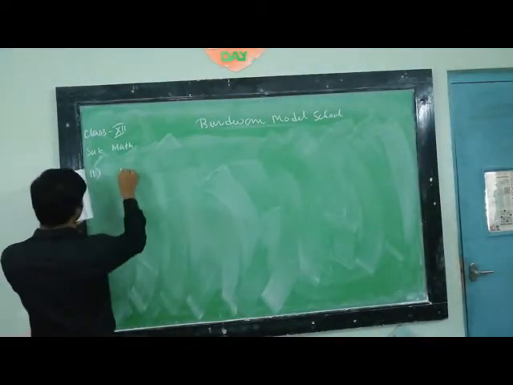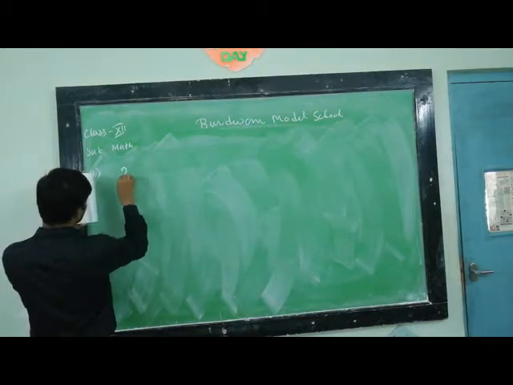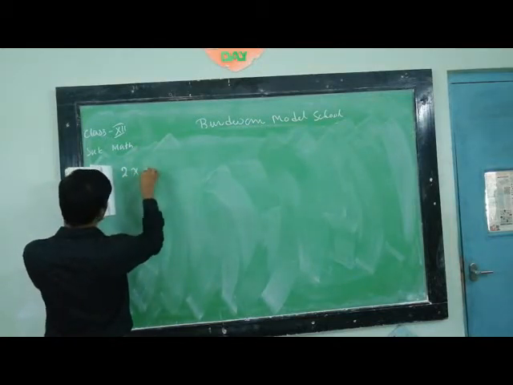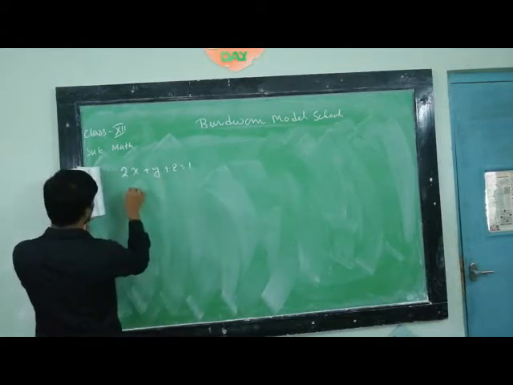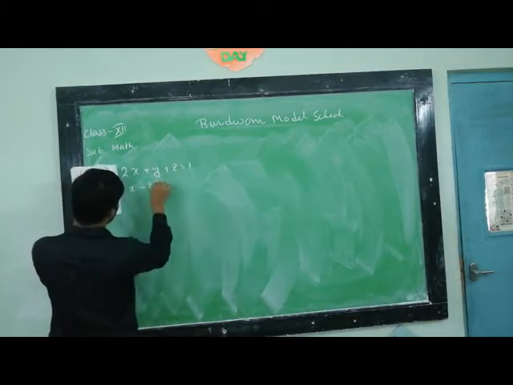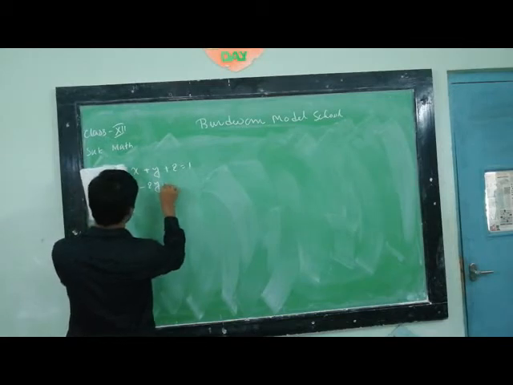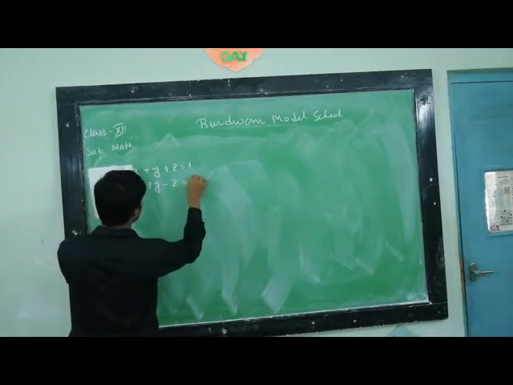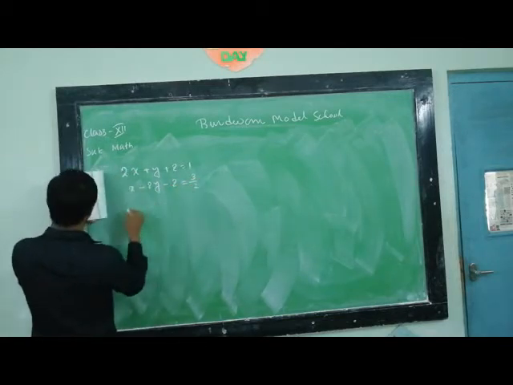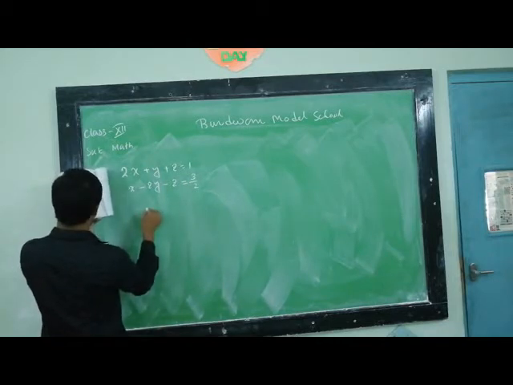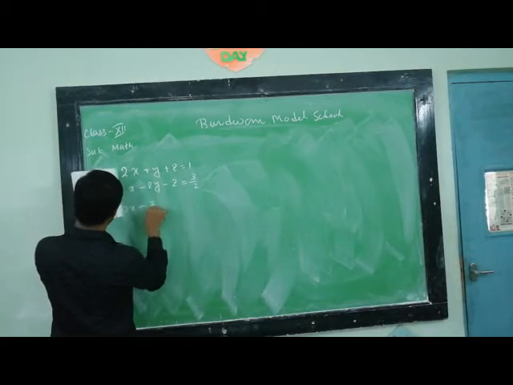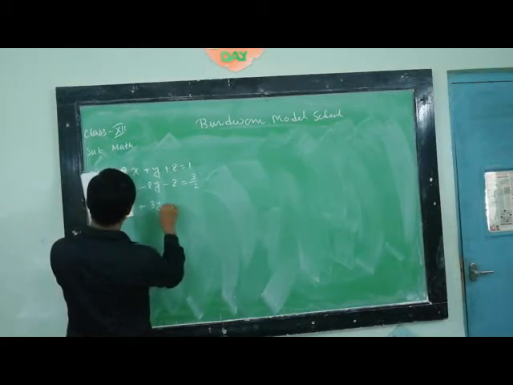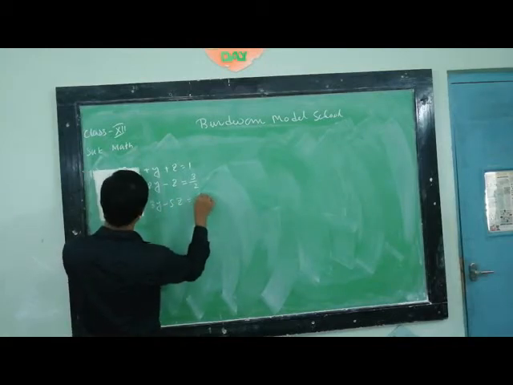Question number 11 is 2x plus y plus z is equal to 1, x minus 2y minus z is equal to 3 by 2, and the last equation is 0 into x plus 3 into y minus 5z is equal to 9.